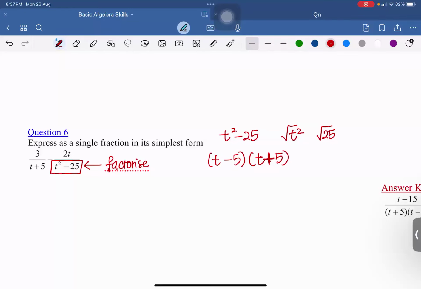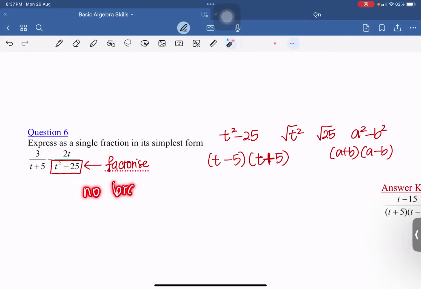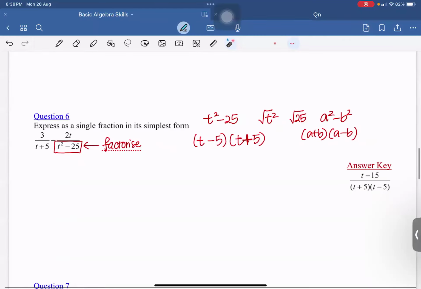This is a square minus b square, so it becomes a plus b, a minus b. Observe, there are no brackets here. When there are no brackets for the square, it's two different signs. Later I will do another question where there is a bracket square, then it will be a bit different.